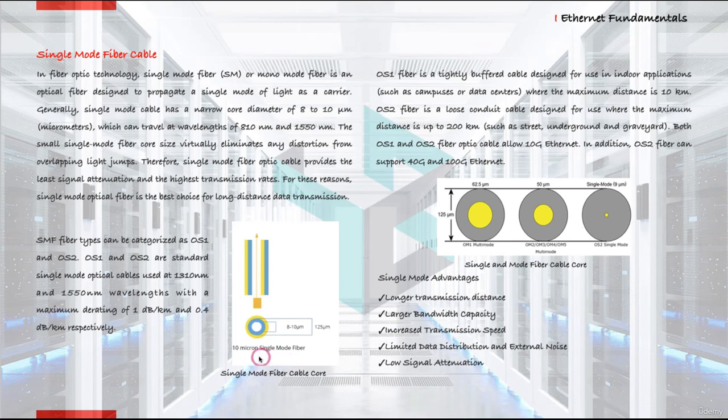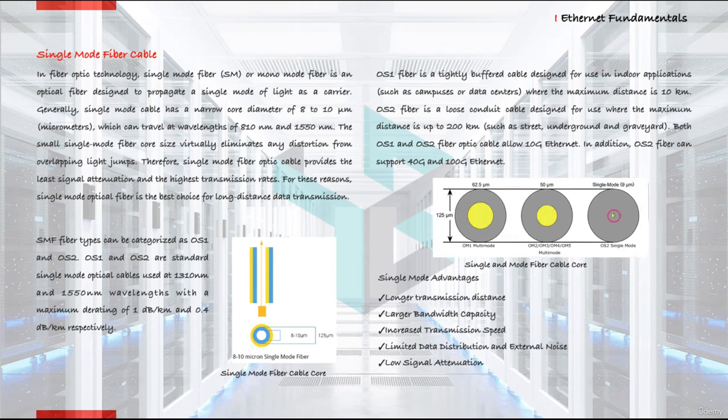In this figure, 8 to 10 micron single-mode fiber appears. Usually 9 micron fibers are used in the market. Here you can see the core comparison of single-mode and multi-mode. As you can see here, single-mode has 9 micron cores, while multi-mode OM2, OM3, and OM4 have 50 micron cores. Here the core of OM1 is 62.5 microns.